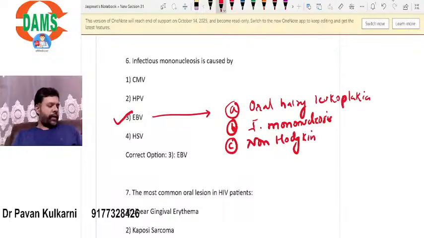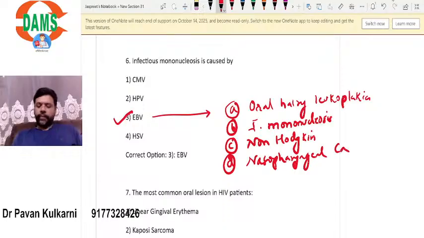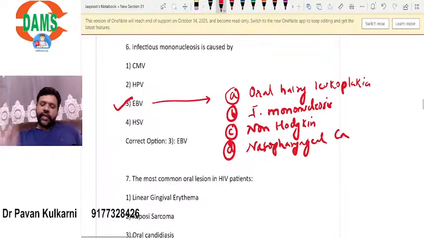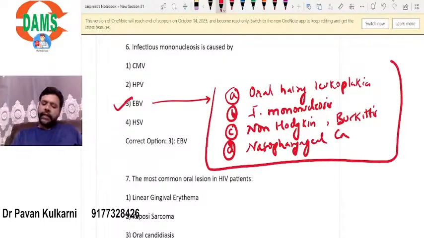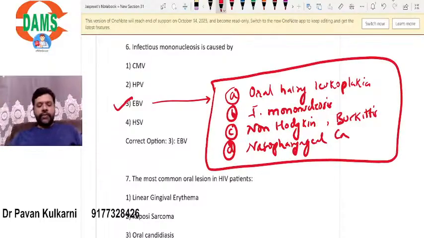Non-Hodgkin lymphoma is caused by EBV. Nasopharyngeal carcinoma, very good. Nasopharyngeal carcinoma is caused by EBV. Even in non-Hodgkin lymphoma, a type of non-Hodgkin's called Burkitt's is also caused by EBV.